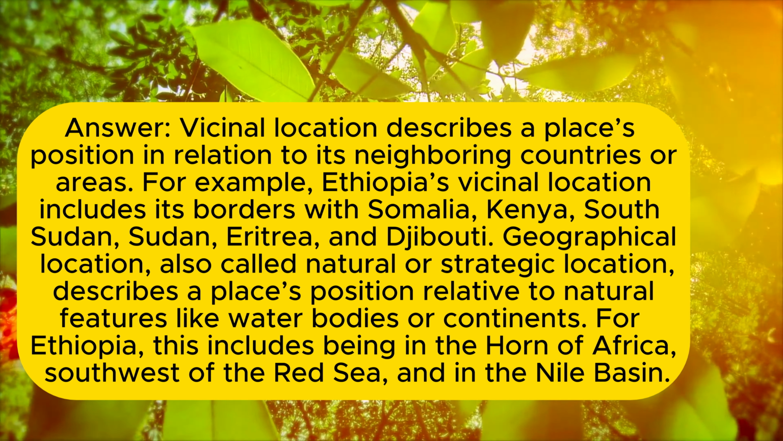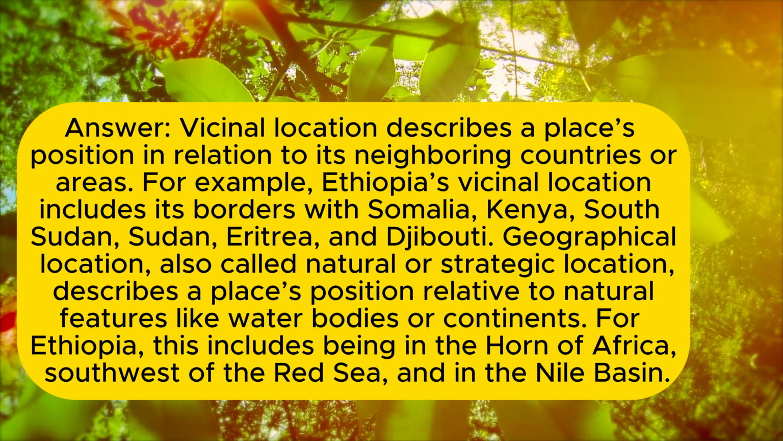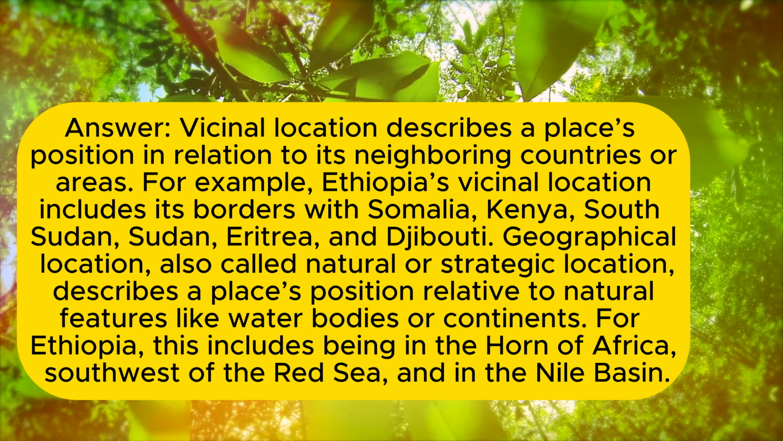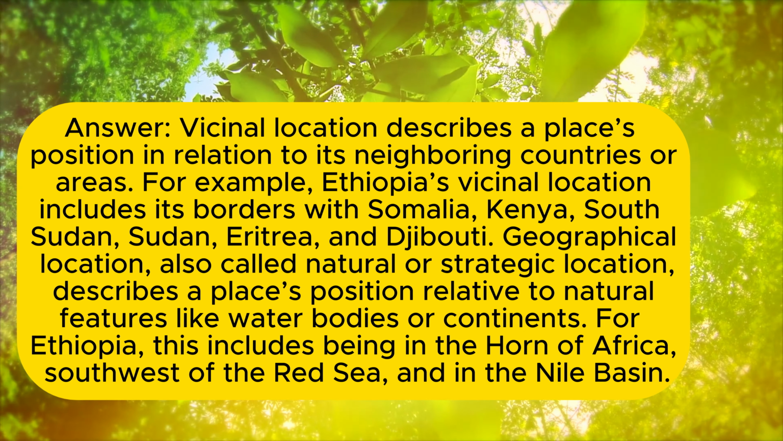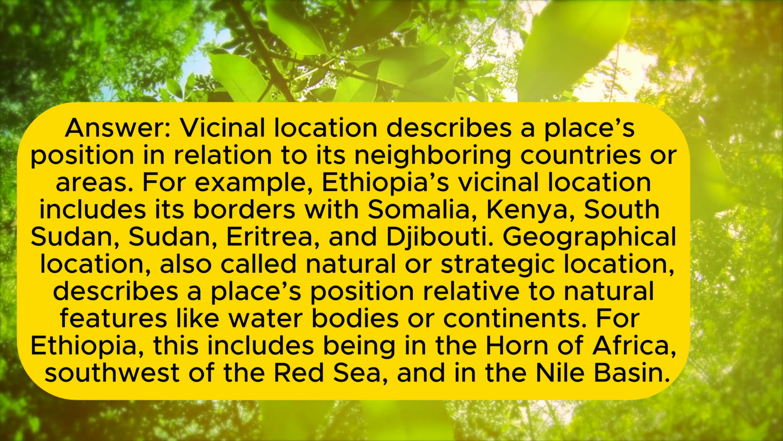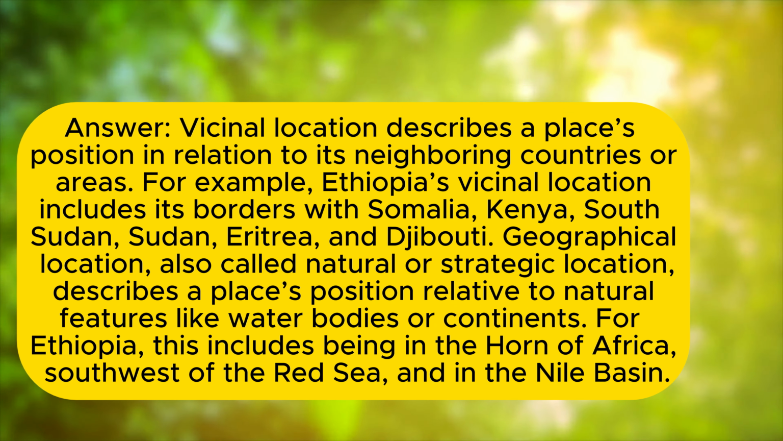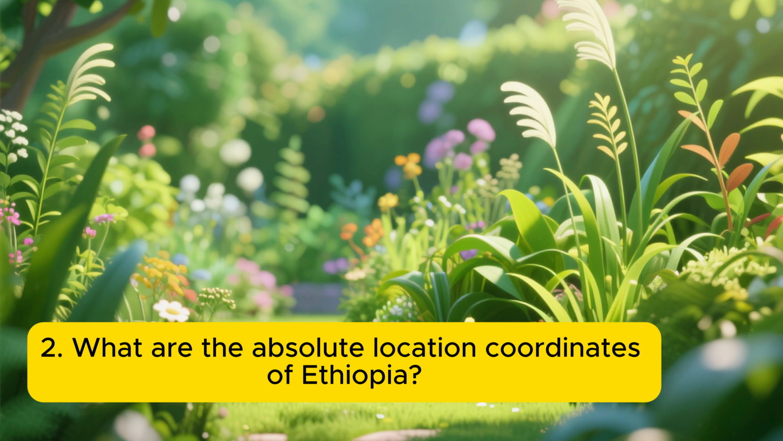Eritrea, and Djibouti. Geographical location, also called natural or strategic location, describes a place's position relative to natural features like water bodies or continents. For Ethiopia, this includes being in the Horn of Africa, southwest of the Red Sea, and in the Nile Basin.